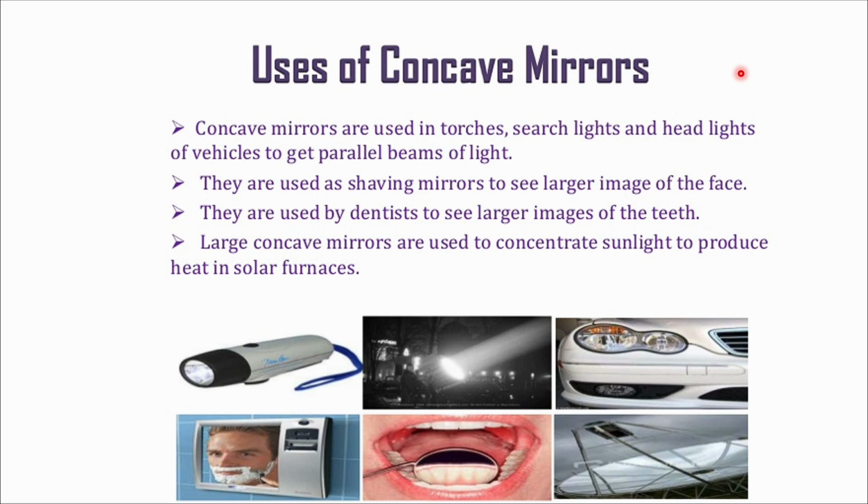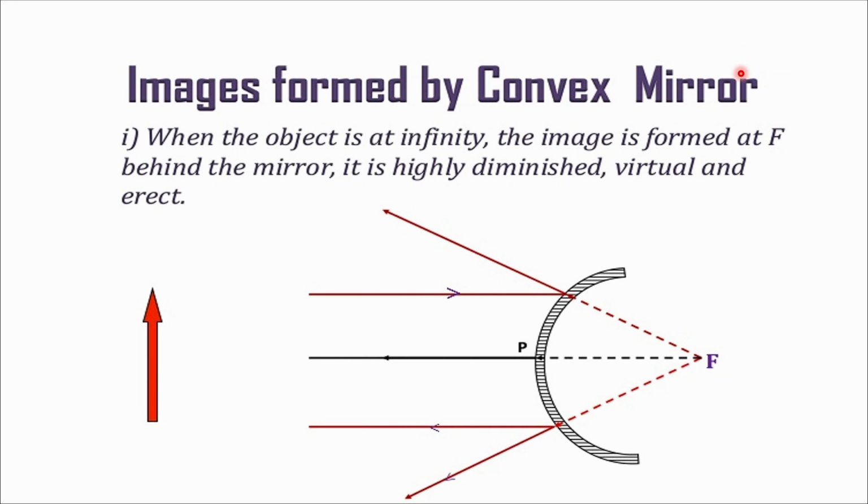Now let us go to the convex mirror. Here it is the same thing; you have to observe the image formed by a convex mirror. First position, as usual, take the object at infinity. The image is formed at the principal focus F, behind the mirror. What is the size of the image? It is highly diminished, that is, very small in size, virtual but erect.